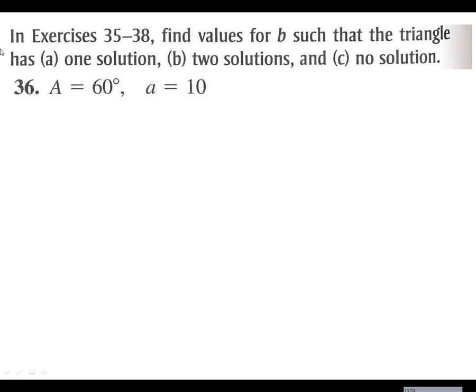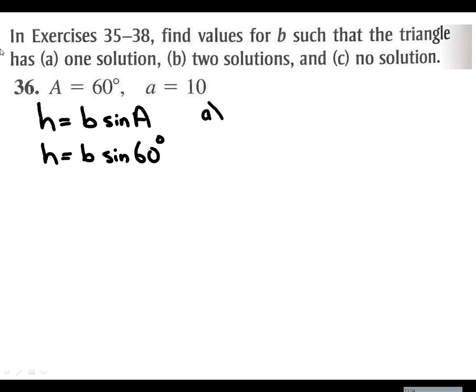Let's check out 36. All right, we want to find values of b so that the triangle has either 1, 2, or no solutions. So let's use our formula. We're going to do h equals b sine A. All right, so we're going to have h equals b sine of 60 degrees. All right, so there's a couple different situations. The first one for one solution.